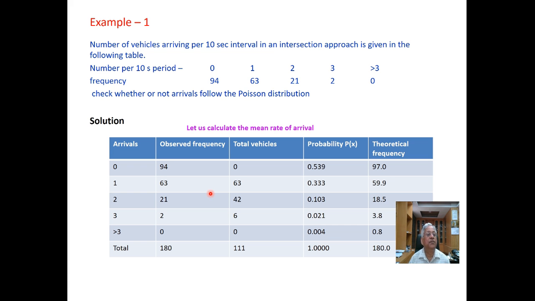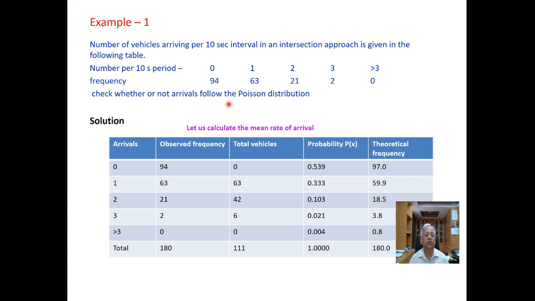Now let us take one example to explain the application of Poisson distribution. The example is that the number of vehicles arriving per 10-second interval in an intersection approach is given in the following table. For each 10-second period, there is the arrival. When there is no arrival, this frequency is 94. When there is one arrival in 10 seconds, there are 63 such occasions, and 2, 3, and more than 3, and so on. So the question is whether this arrival follows the Poisson distribution or not.